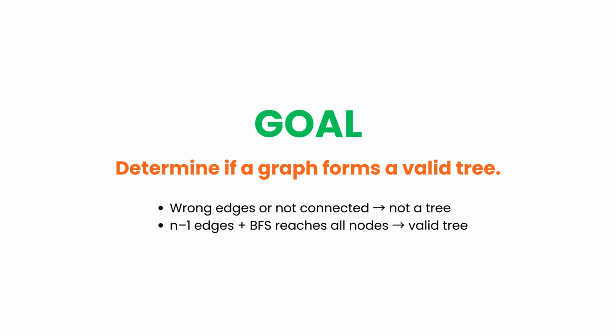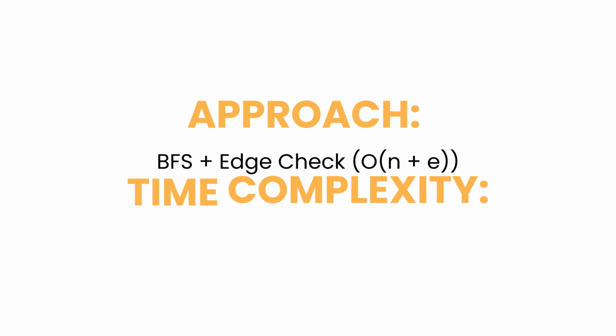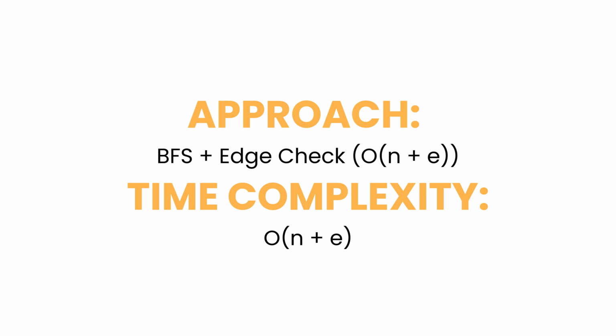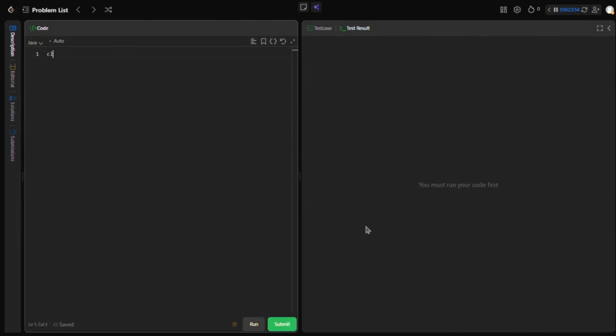Let's walk through this solution. The main goal here is simple. Determine if a graph forms a valid tree. If the graph has the wrong number of edges or isn't fully connected, it fails the tree definition. If it has exactly n-1 edges and BFS reaches all nodes, everything works smoothly. Approach: BFS plus edge check, O(N + E). Time complexity, O(N + E).